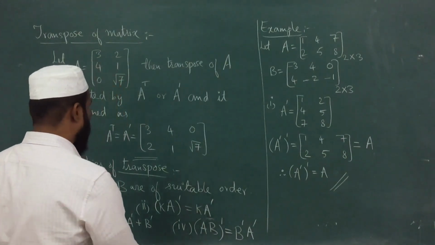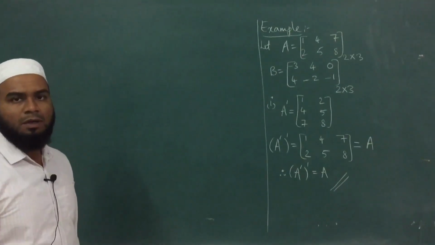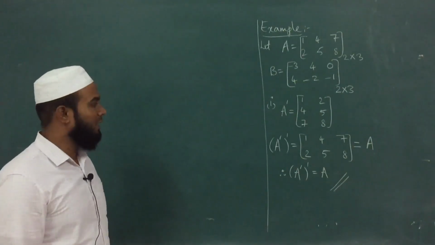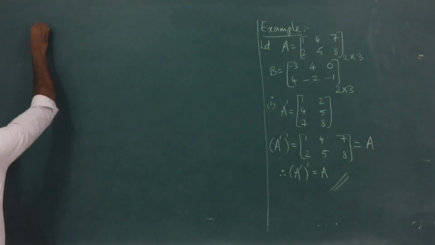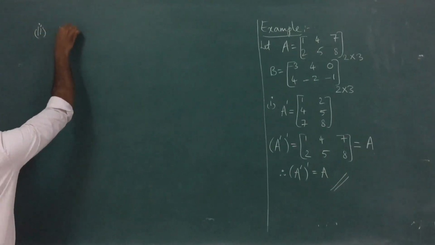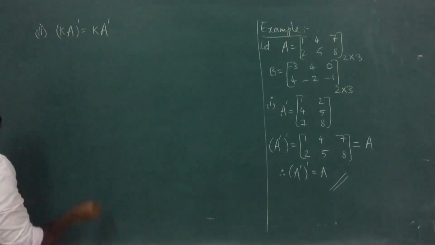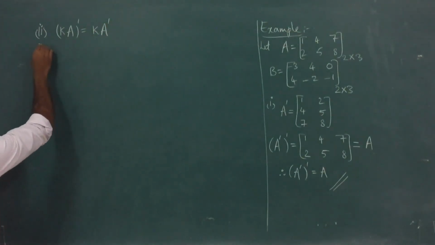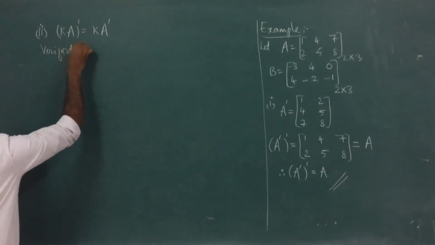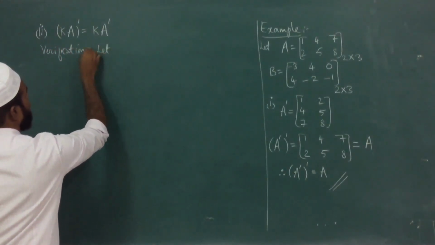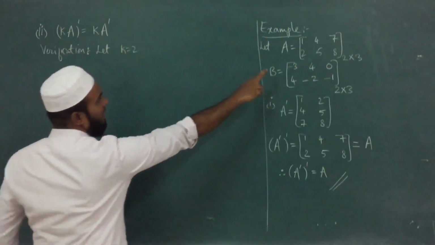Now we will see other properties also. We will consider some constant K. Okay, now let us try to verify the second property. First property is verified here. The second property is actually that KA whole transpose is nothing but K into A transpose. So we will verify this. Let K equal to 2, and matrix A is already here.